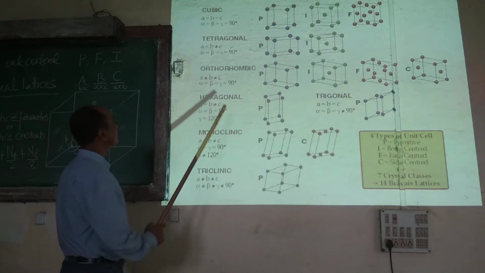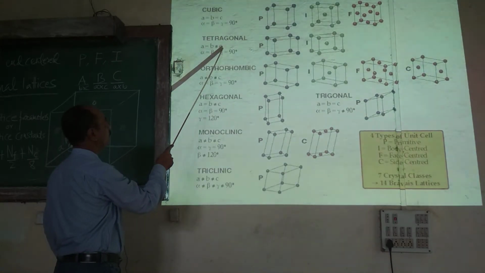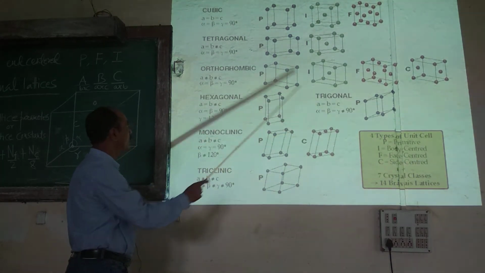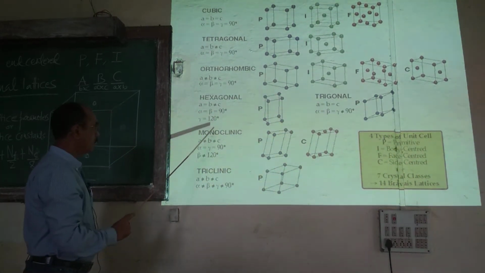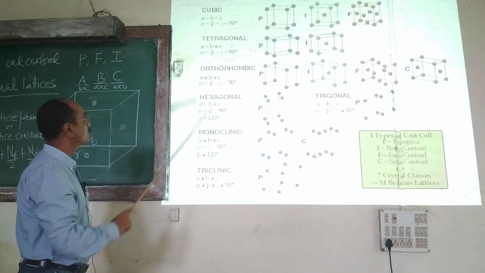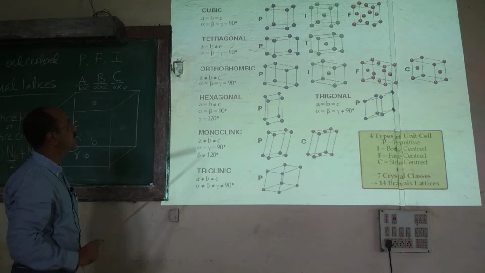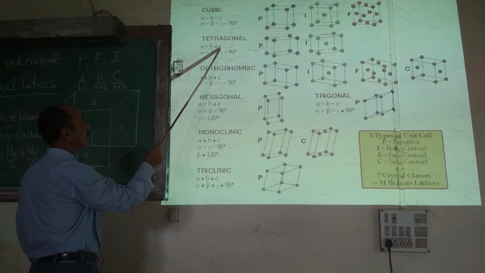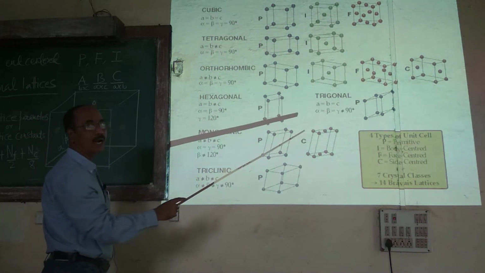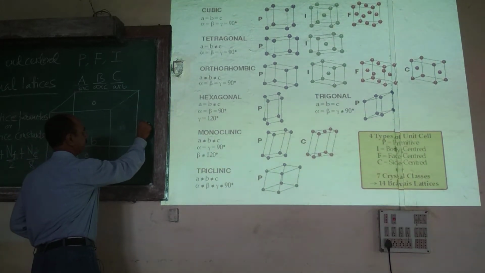So these 7 crystal systems in 3 dimensions are cubic, tetragonal, orthorhombic, rhombohedral or trigonal, hexagonal, monoclinic and triclinic. These are the 7 crystal systems: cubic, tetragonal, orthorhombic, trigonal or rhombohedral, as it is also called. It is represented by R. Rhombohedral is represented by R.